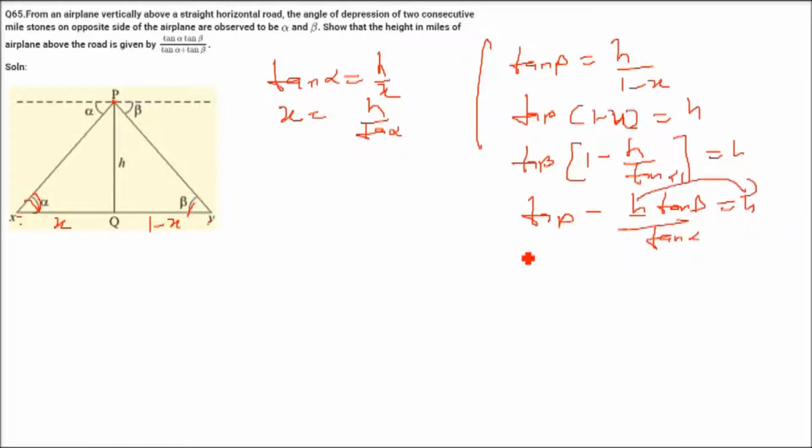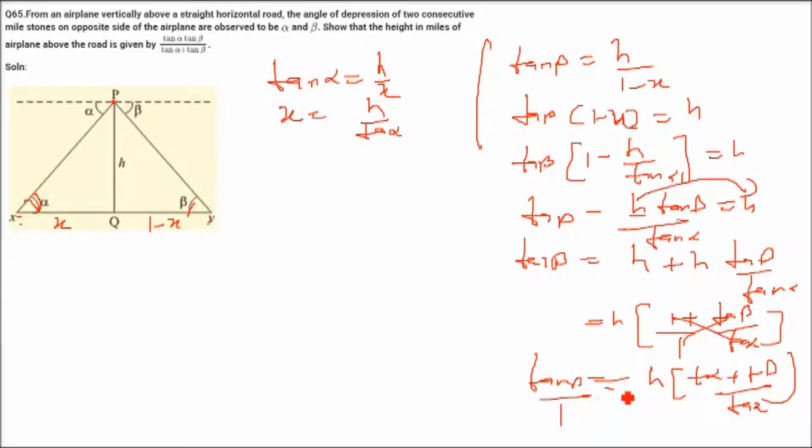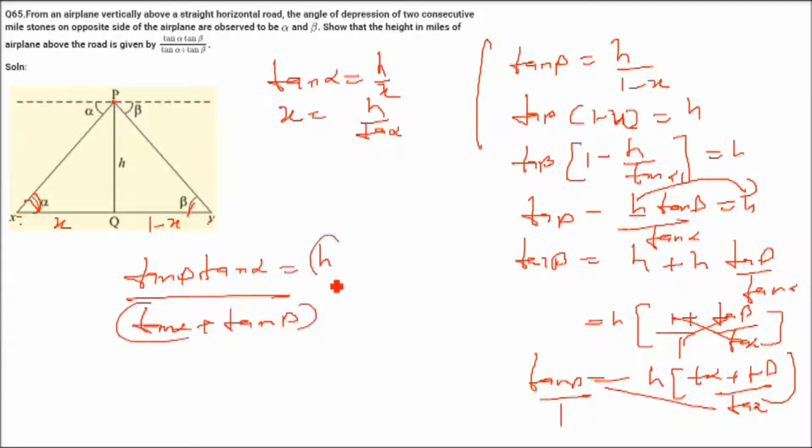But here we have h, so I have to bring it here. Tan beta equal to h plus h tan beta by tan alpha. H I am taking common, so this will be 1 plus tan beta by tan alpha. So this is going to be tan alpha plus tan beta by tan alpha. But we have tan beta here, so we are cross multiplying. So tan beta tan alpha will be equal to h times tan alpha plus tan beta. This is h, and this is what we have to find out. This is the answer.